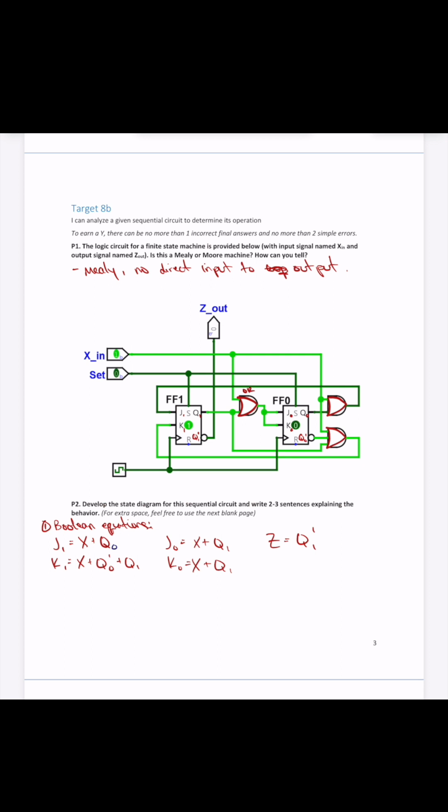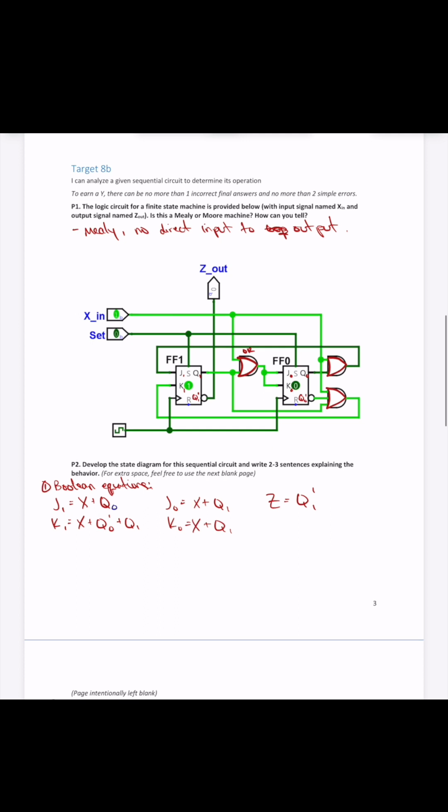The first question was, is this a Mealy or Moore machine? This is a Moore machine because there's no direct path from the inputs to the output. X does not go directly into Z. The only input into the Z output is the Q0 of flip-flop 1 here. And the thing I did to change this around is I changed every single AND gate to an OR gate here, as you can see. So first we derive the Boolean equations.